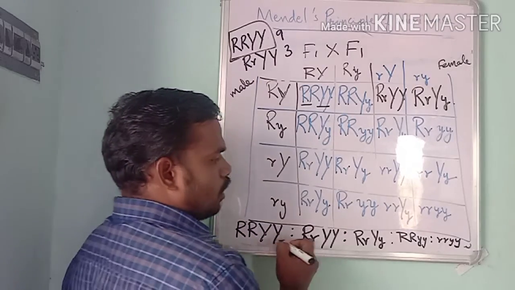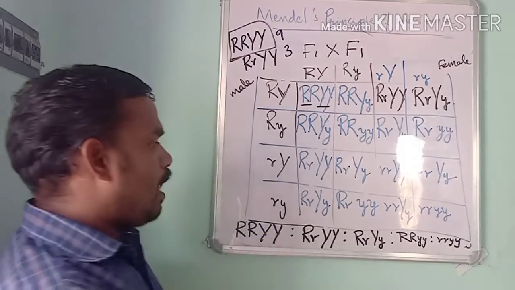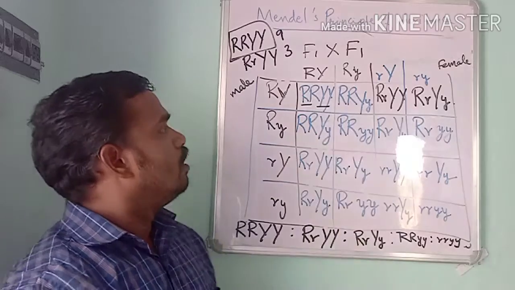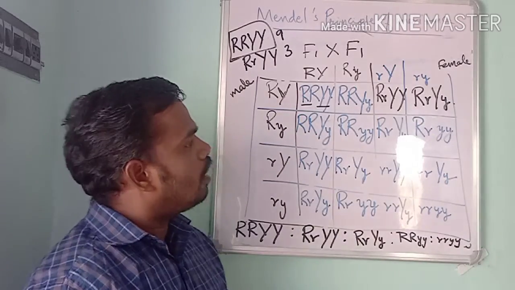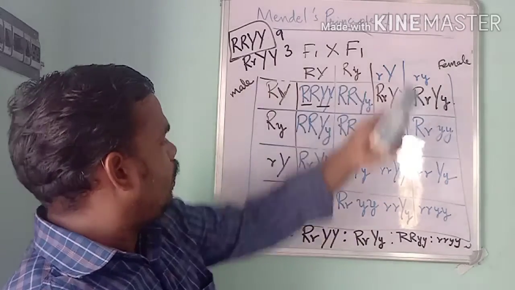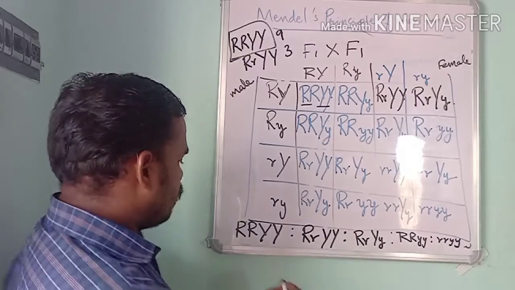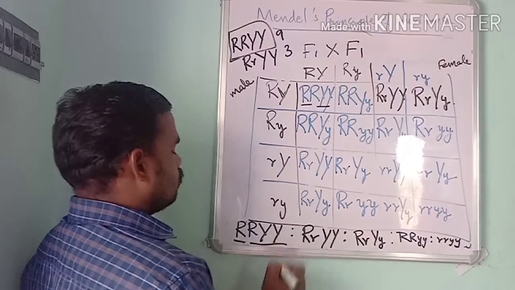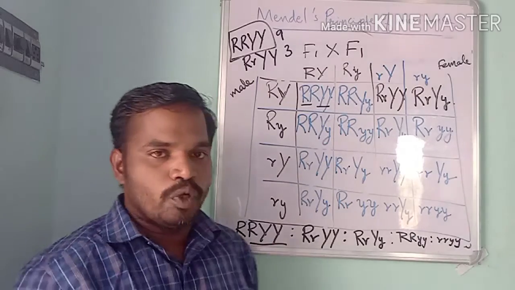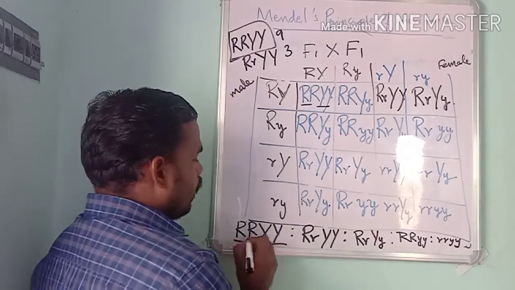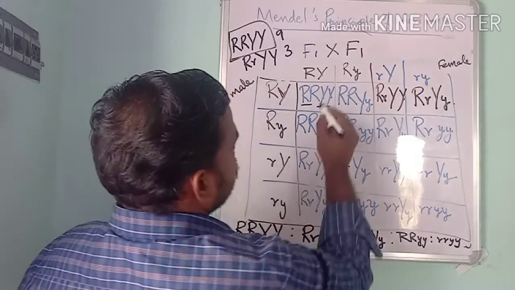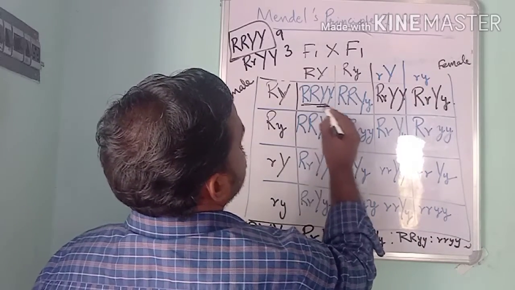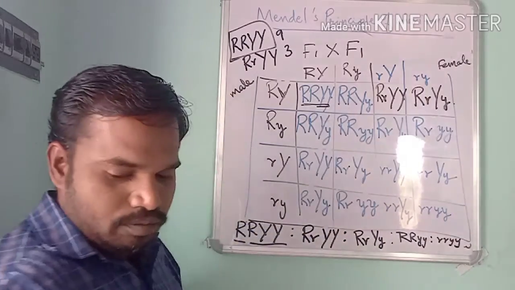So these are the possible plants available in the F2. Totally 16 plants are obtained. Out of 16 plants, first thing you see is round and yellow. How many homozygous, pure homozygous, round and yellow are available? Am I right? Clear? So these things, round and yellow, got it?